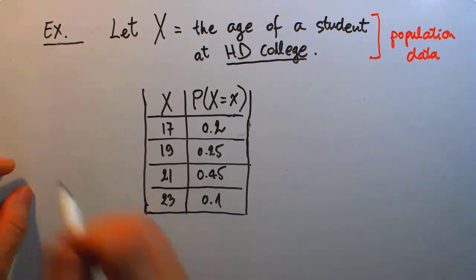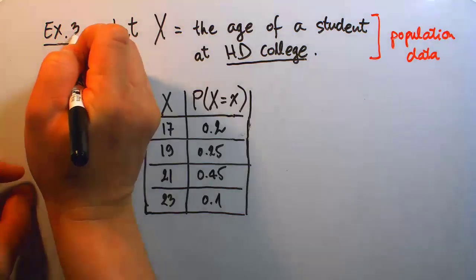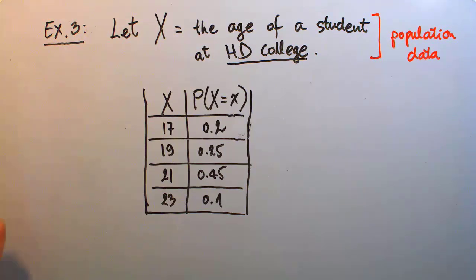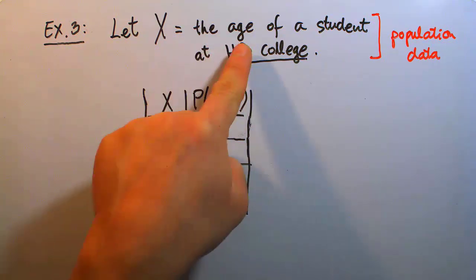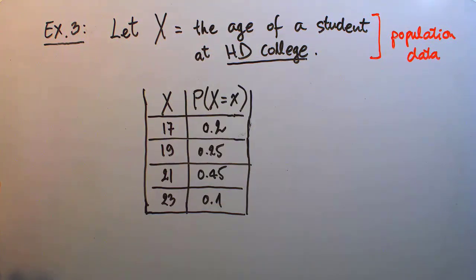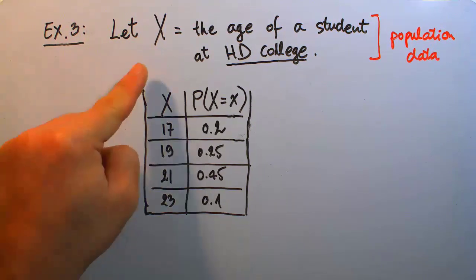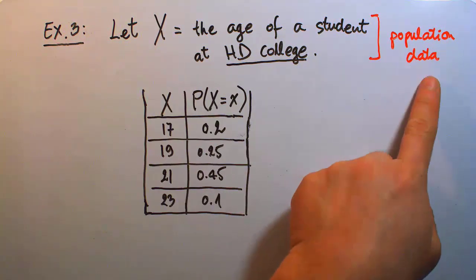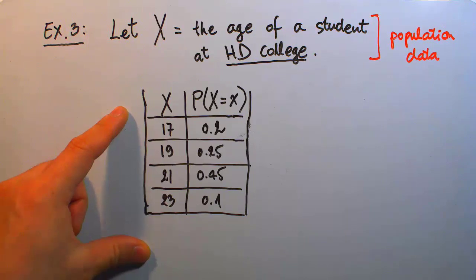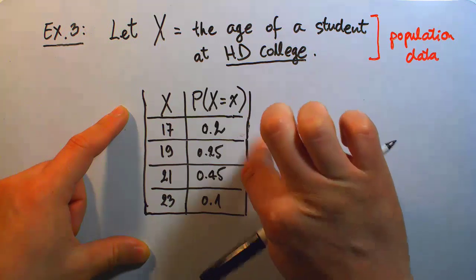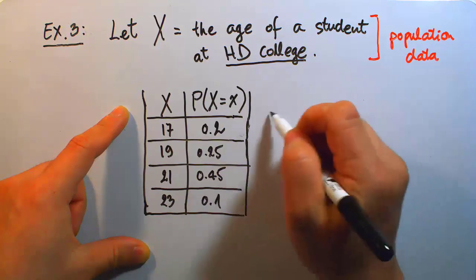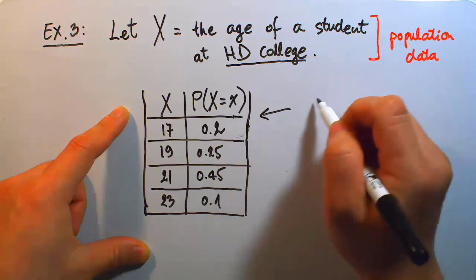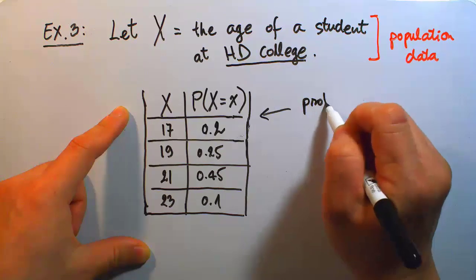Alright, and so we are now ready for our third example. Once again, I'm still using that exact same data, letting capital X be the random variable representing the age of a student at HD College. So once again, the intention here is that X represents population data. And so this table right here is the given, so think about some super powerful computer at that HD College already providing us the probability distribution.